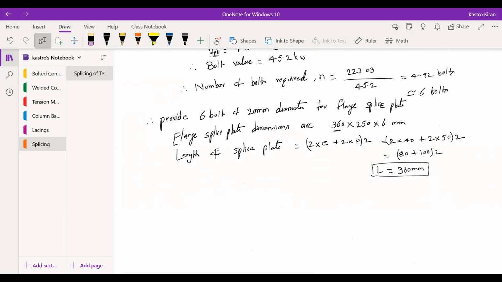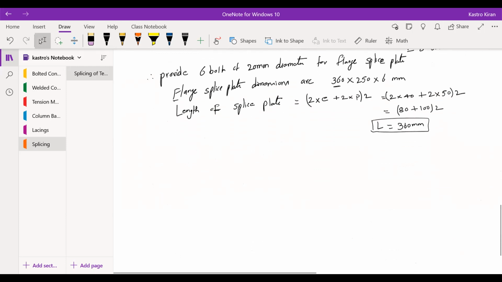Now, whatever we have designed for the flange splice plate, let's design it for the web splice plate. So the third step is design of web splice plate.